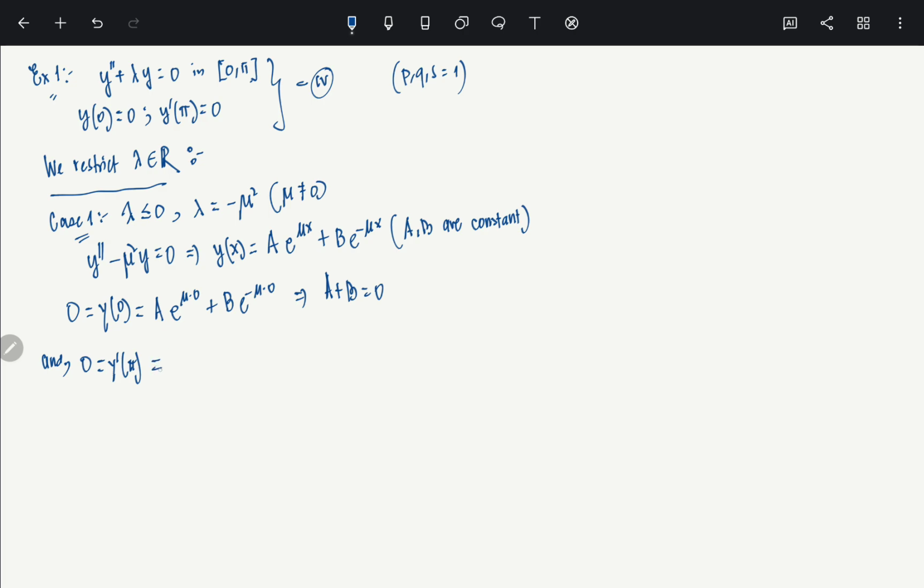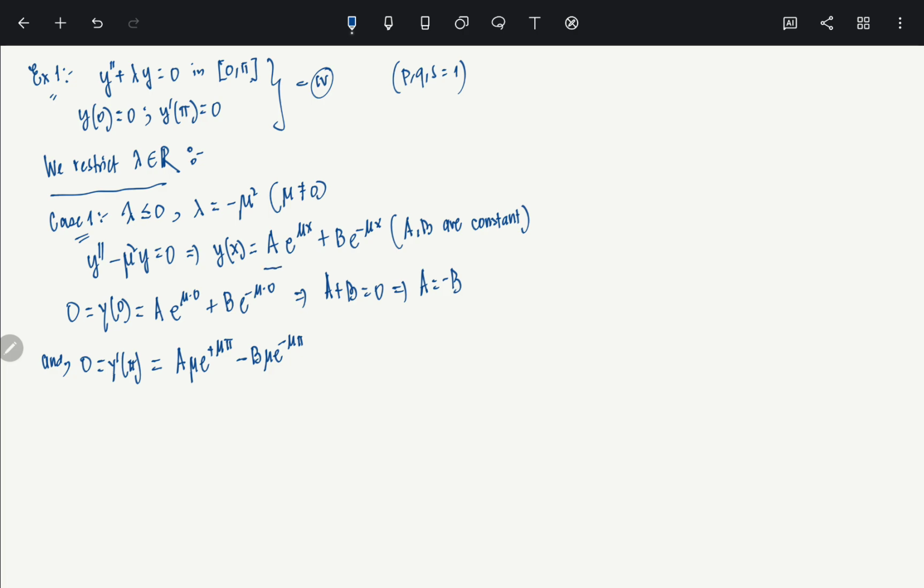Let's just understand what y prime of pi is. You can check from here. y prime of pi is a mu times e^(mu x) minus b times mu e^(minus mu x), right? And x is pi here, so let's just put pi over here and see what happens. There will be pi here and there will be pi here. From this condition we are getting a equals minus b.